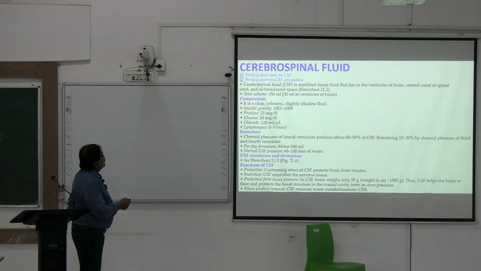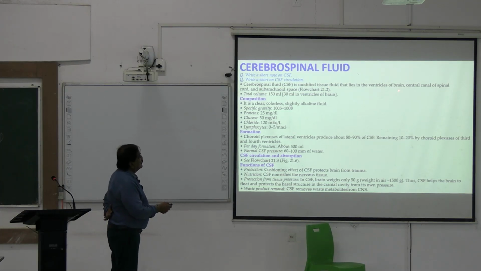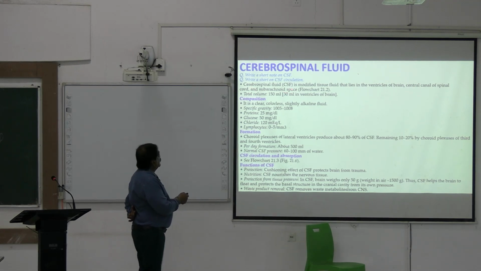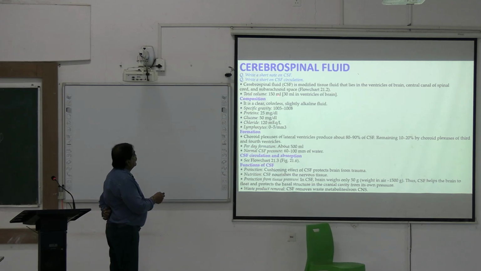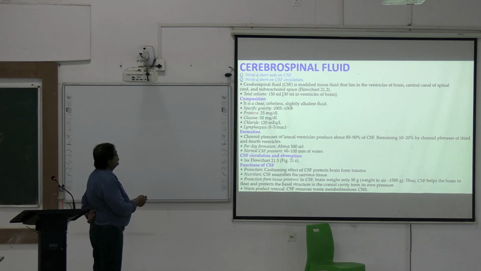Okay. Now, cerebrospinal fluid is a modified tissue fluid that lies in the ventricles of the brain, central canal of spinal cord and subarachnoid space. Total volume 150 ml, 30 ml in the ventricles of the brain. Composition: it is a clear, colorless, slightly alkaline fluid. Specific gravity 1005 to 1008. Proteins 25 milligrams per deciliter, glucose 50 milligrams, chloride 120, lymphocytes 0 to 5 per cubic millimeter.